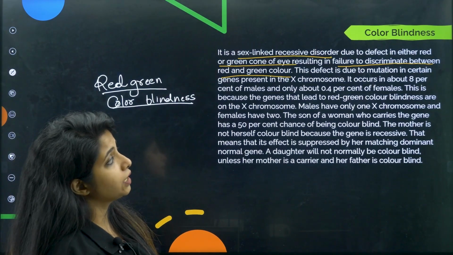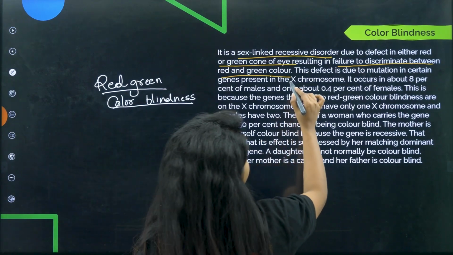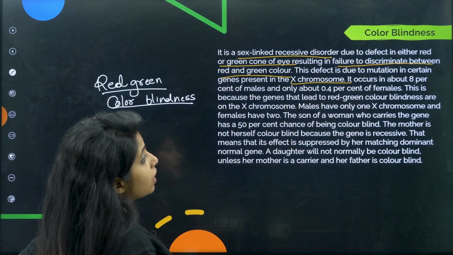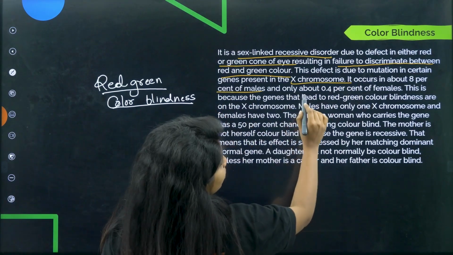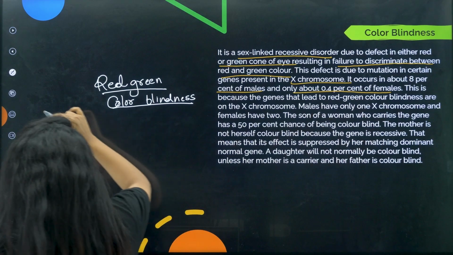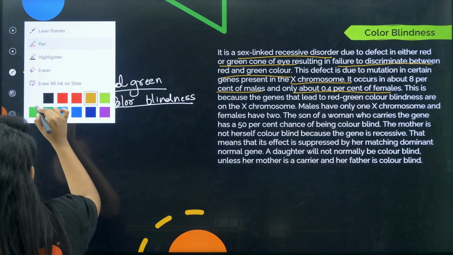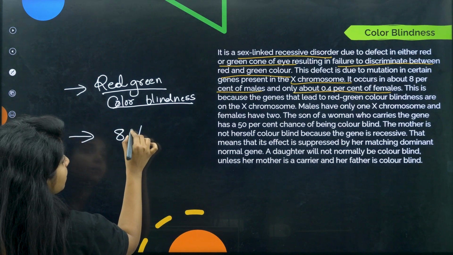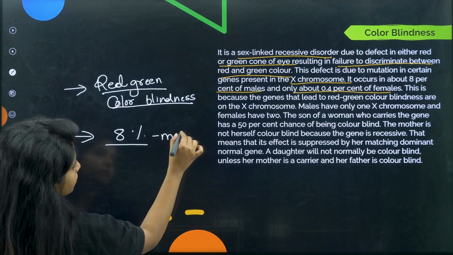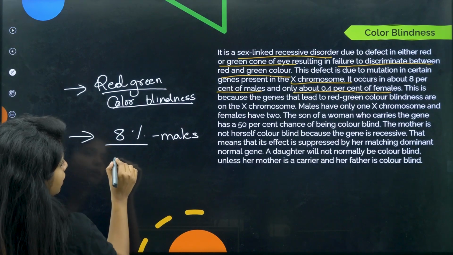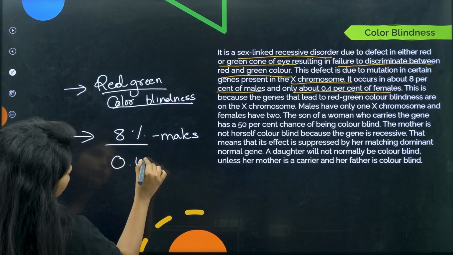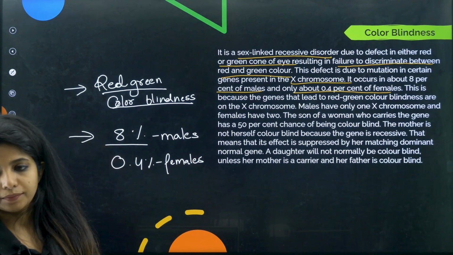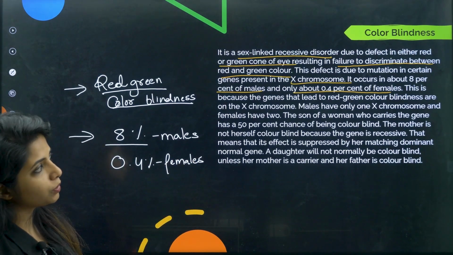Now, this defect is due to mutation in certain genes present on the X chromosome. I told you already, the X chromosome is the one that is having the problem. It occurs in about 8% of males and only about 0.4% of females. You will get to know why this is the case. Please remember this data: it occurs in 8% of the males, children, and 0.4% of the females.